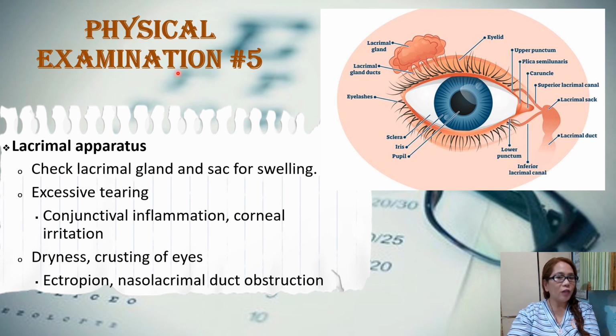Alright. So now let's proceed to the assessment of the lacrimal apparatus. Again, you have to check where is your lacrimal gland. Kasi ipipress mo yung lacrimal gland, ipipress mo yung lacrimal sac, dito banda. To check if there is swelling, or there is excessive tearing, umiiyak or tumutulo yung luha, that could be a sign of blockage. Or there could be a conjunctival inflammation or corneal irritation that causes the excessive tearing of the lacrimal apparatus.